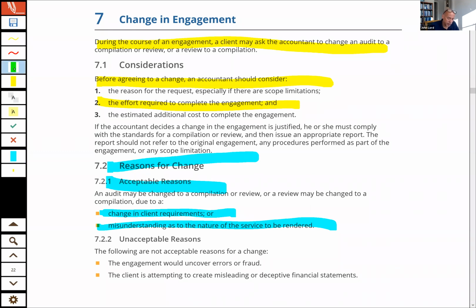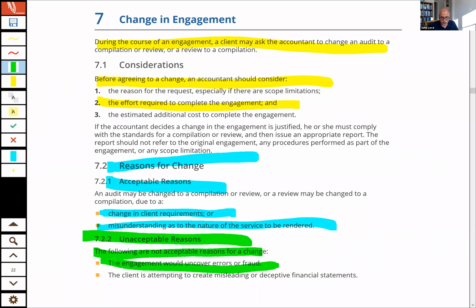Let's flashcard the unacceptable reasons. And again, you're about ready to issue the report and you've uncovered some sort of fraud, and they say, don't issue the audit report, just give a review. No, okay, or the client is trying to mislead or something and they don't want you to get as much detail or as much evidence because now you're going to find errors, fraud, etc. So they tell you, oh, stop auditing, just give us a review. No, that would not be an acceptable reason.